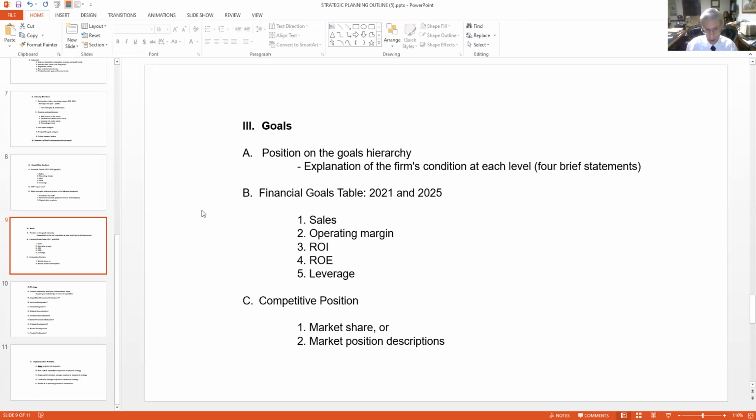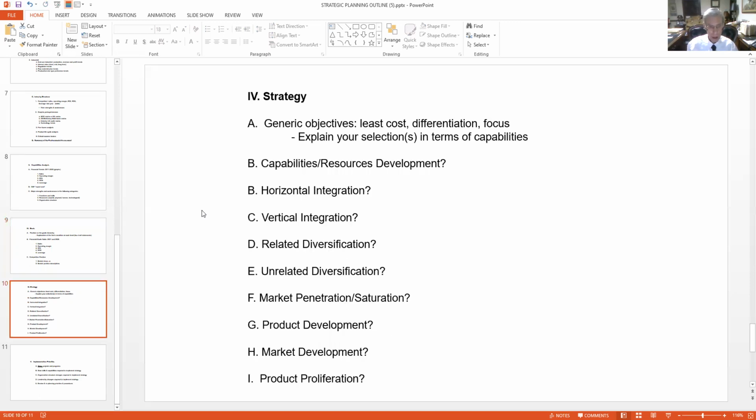But now we get down to some more work. And you should recognize all these terms from Business 670. We certainly want to start out by talking about generic objectives. Least cost, not low cost. That's a mistake that textbook authors make so much. There's only one least cost competitor in an industry.